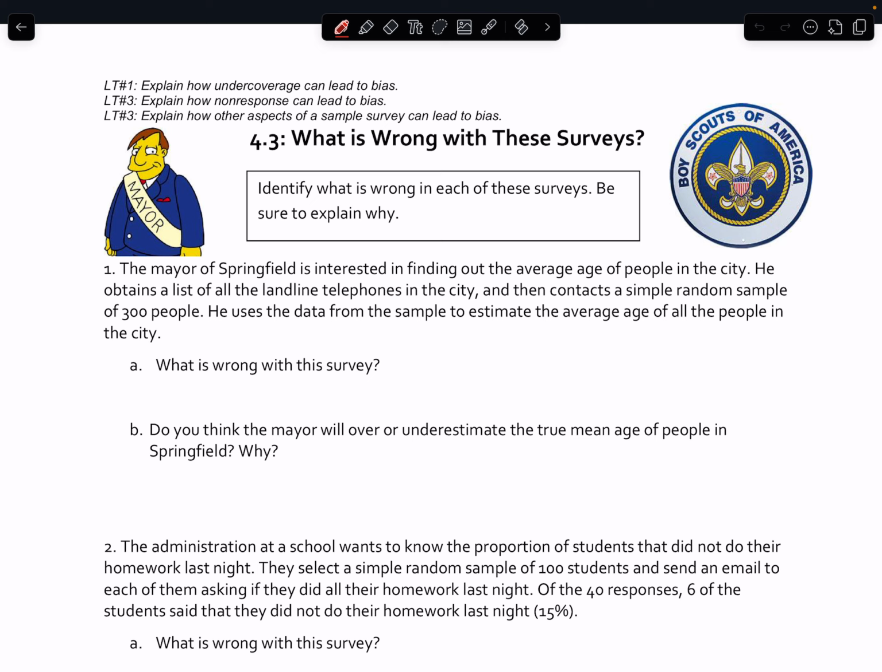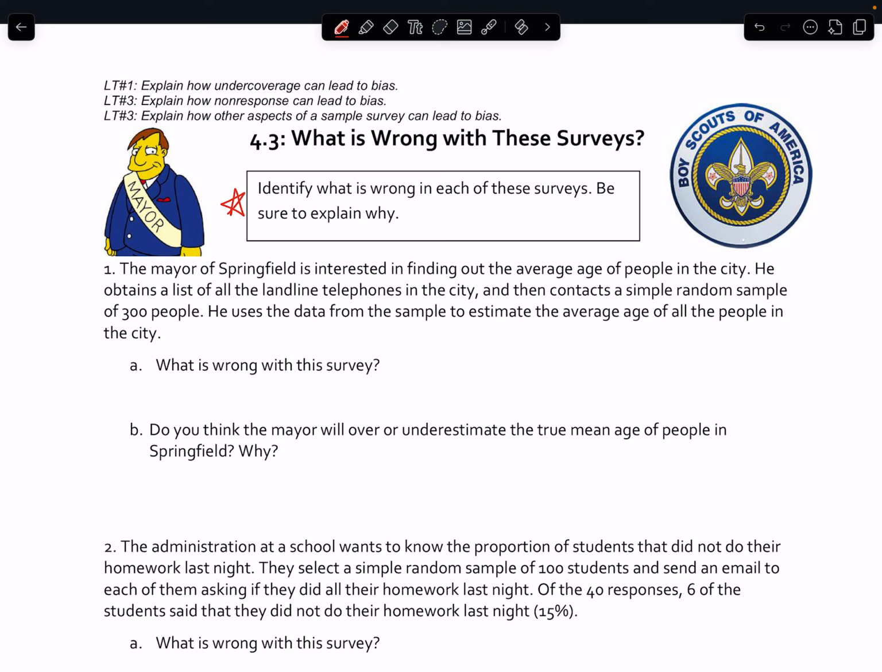Today we're going to go over lesson 4.3, and this lesson is really all about the different situations and scenarios that can occur when we're surveying or sampling that can lead to bias, right? That means that we might either overestimate or underestimate the actual data value or percentage of people that we would see if we were able to survey the entire population. Okay, so in today's lesson, for each of these questions, our goal is to identify what is wrong with each of these surveys and to explain why.